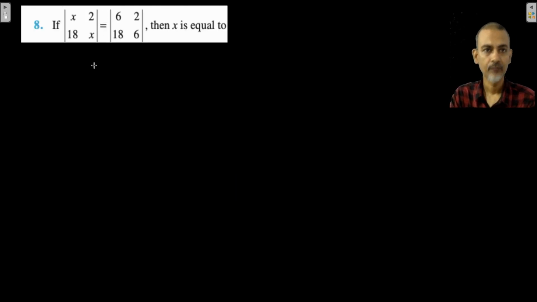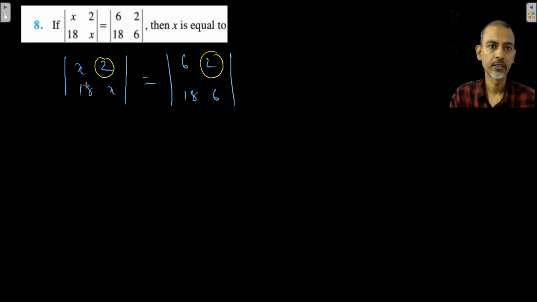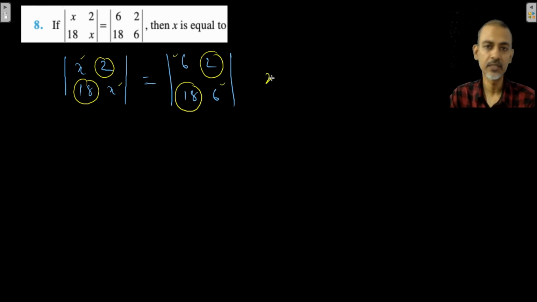And here, just like I was mentioning the last time, if you can observe, there is a 2 over here. So let me just first write. Again, I have to find the value of x here. So there is x here, 2 here, 18 here, x here, right? Equals 6, 2, 18, 6. And if I simply observe, I can see there is a 2 here, a 2 here, an 18 here, an 18 here, and this is x, this is 6, this is 6. So simply x could be 6 if we are just going by observation, right? But let's do the calculation and see how it turns out.